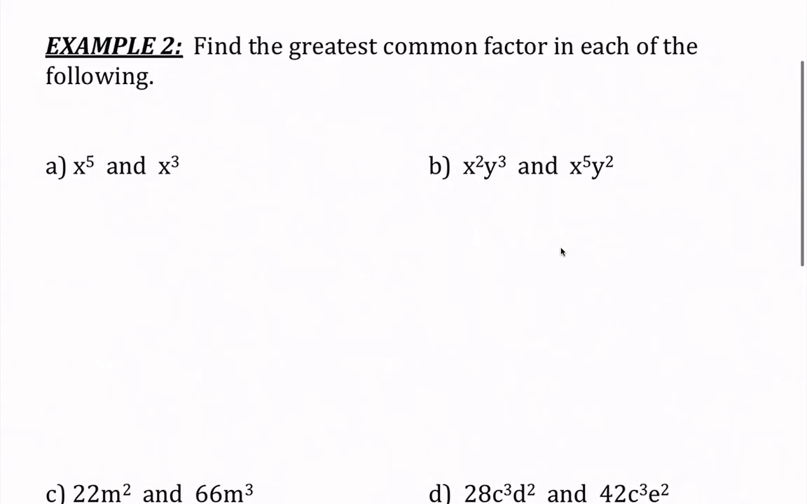Okay, so find the greatest common factor of each of the following. Before we factor anything out, we're just going to figure out what the greatest common factor is. The greatest common factor is the greatest thing your two or three or however many groups you have has in common.